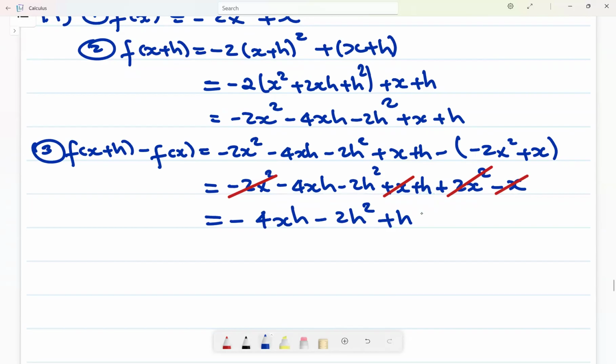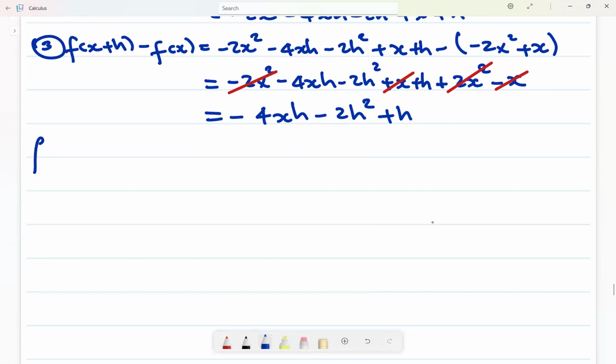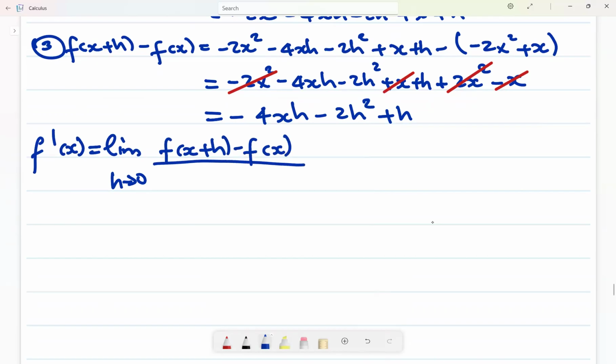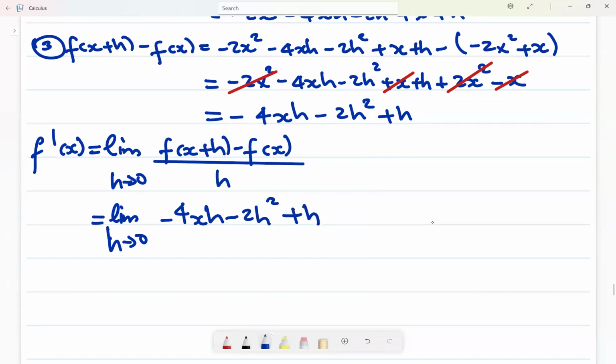Okay. Then I'm in a position to come to my formula, f prime of x is equal to the limit as h approaches 0 of f of x plus h minus f of x, all divided by h, which is equal to the limit as h approaches 0. What is f of x plus h minus f of x? This, we have simplified. I'm going to come here and just substitute it here like that.